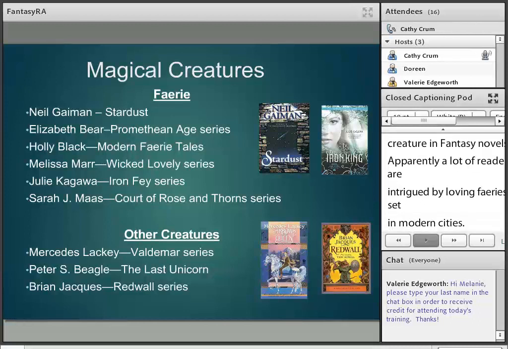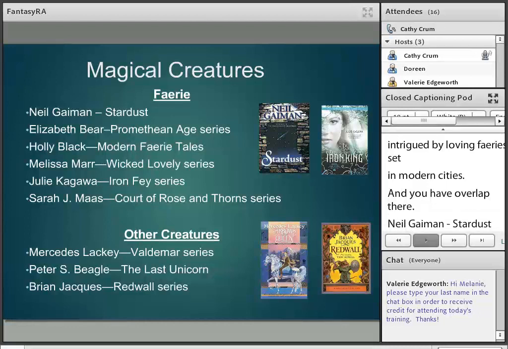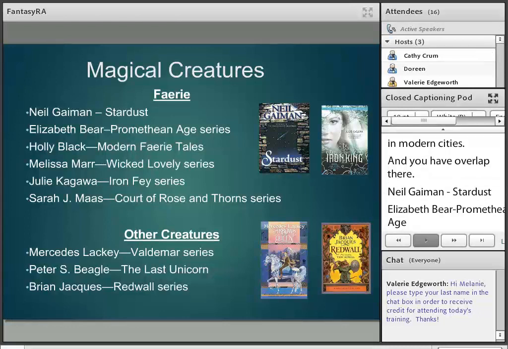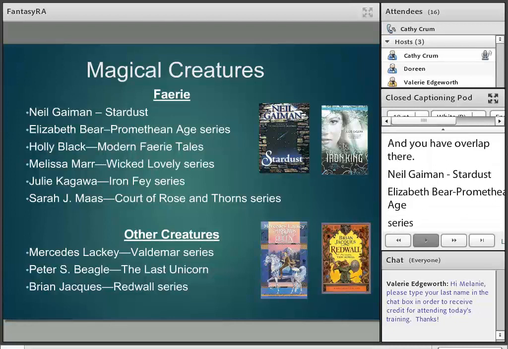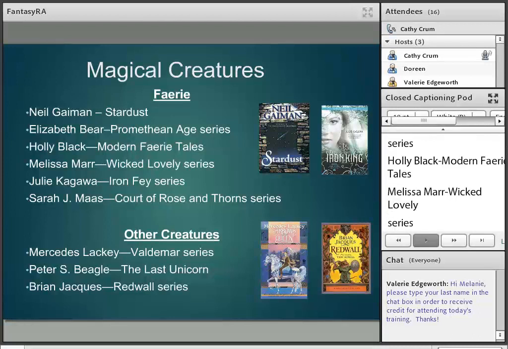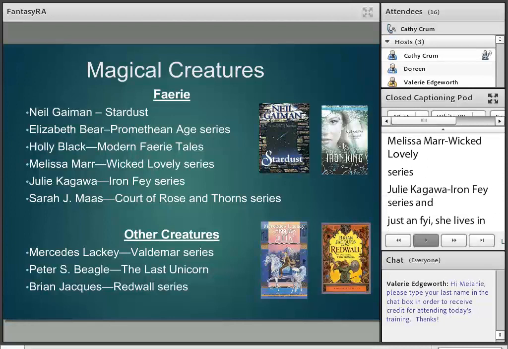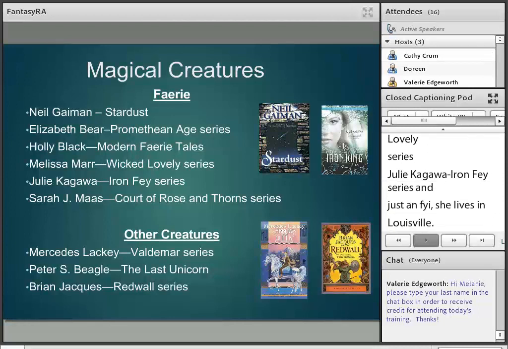You've got Neil Gaiman's Stardust, which takes place in the land of Faerie, and also has a star as a character. You've also got Elizabeth Bear's Promethean Age series, Holly Black's Modern Faerie Tale series, Melissa Marr's Wicked Lovely series, and Julie Kagawa's Iron Fey series. And just an FYI, Julie Kagawa lives in Louisville. And a fairly new series is Sarah J. Maas's A Court of Thorns and Roses series.